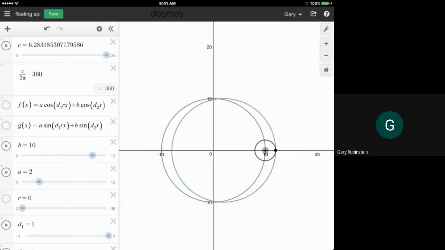So you see, if R is 0, it would just make a circle. It would just make a circle that's shifted to the right. Ariel, the R is, so far the R has been given to you.